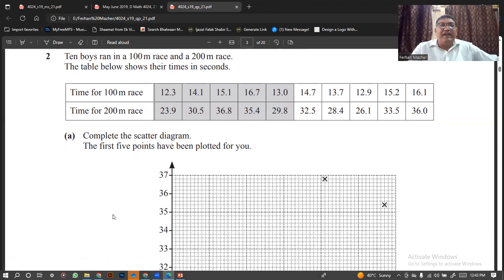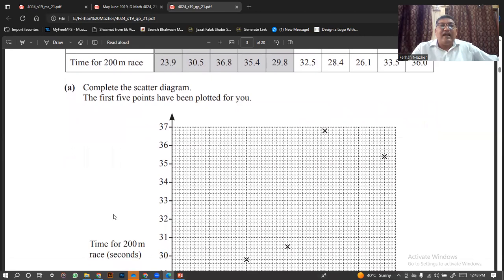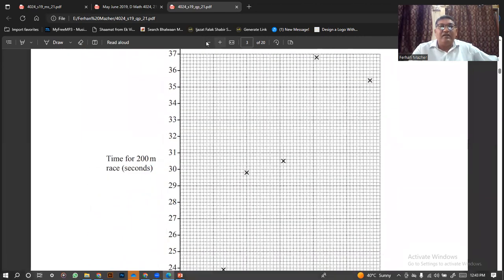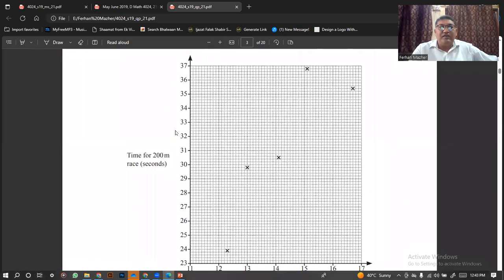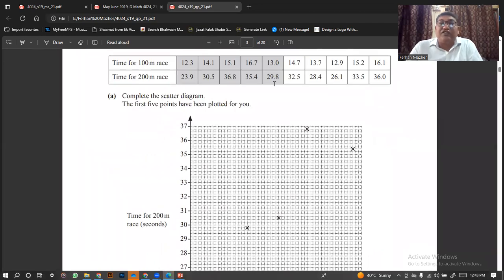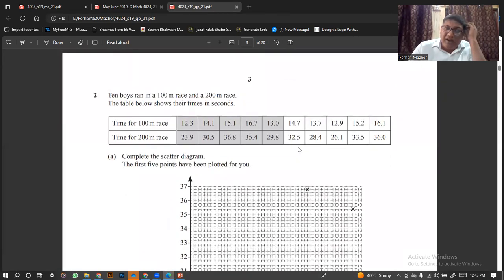The question is: complete the scatter diagram. The 5 points have been plotted for you. So here we have a scatter diagram, and you can see here the time for the 100-meter race is on the x-axis, and the time for the 200-meter race is on the y-axis. So the first 5 points have already been plotted. You can see them here. And these points you have to plot.